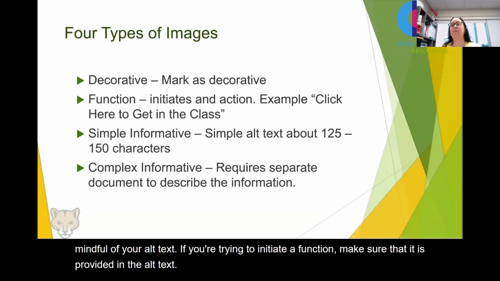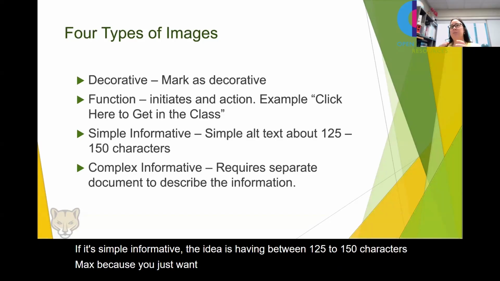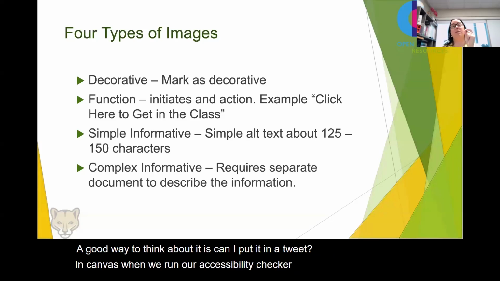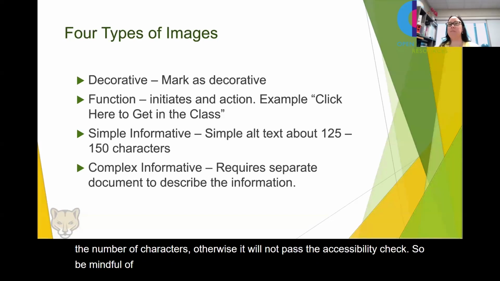If it's simple, informative, the idea is having between 125 to 150 characters max, because you just want to have a precise description of it. A good way to think about it is, can I put it in a tweet? In Canvas, when we run our accessibility checker, it does actually limit us to the number of characters. Otherwise, it will not pass the accessibility check. So be mindful of that.